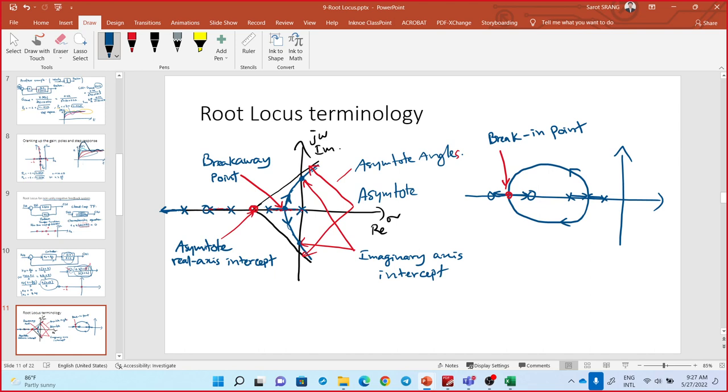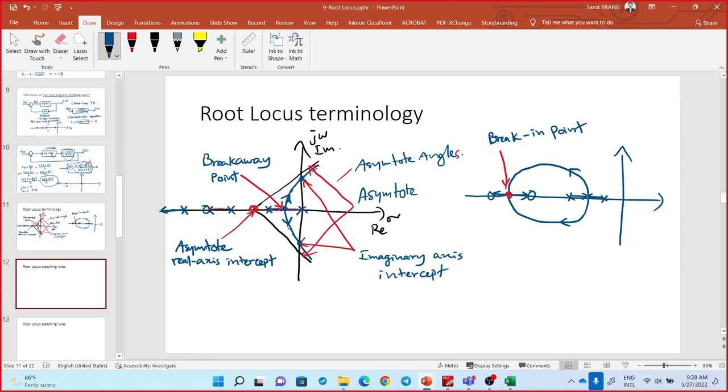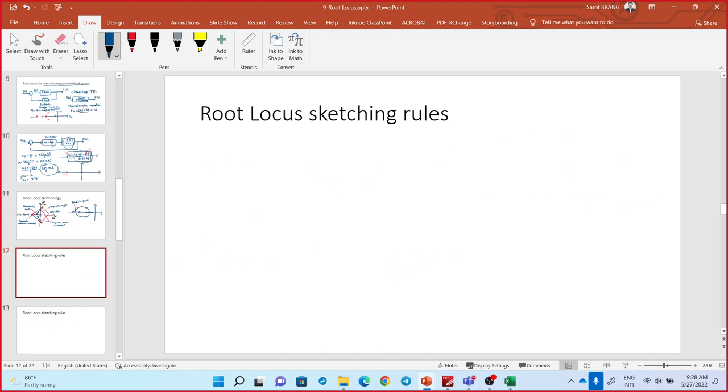Okay, so now you already know some terminology of root locus. The next part, the main part, is the root locus sketching rules. Let's start with the first rule, rule one. Rule one says the number of branches equals the number of poles. Yes, for sure, because all the poles evolve when k increases.